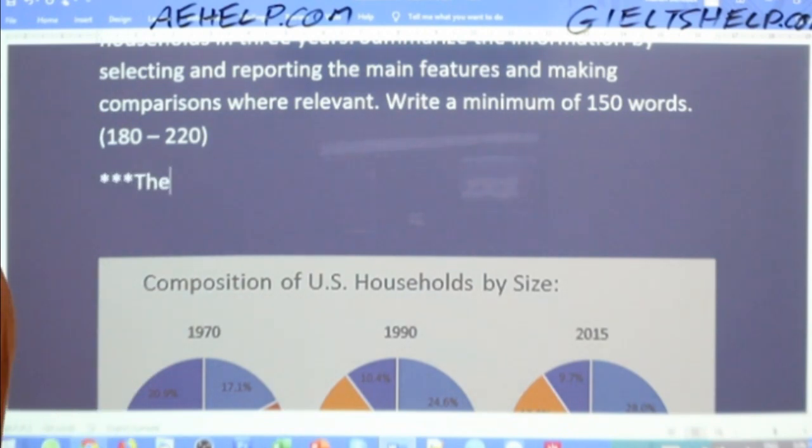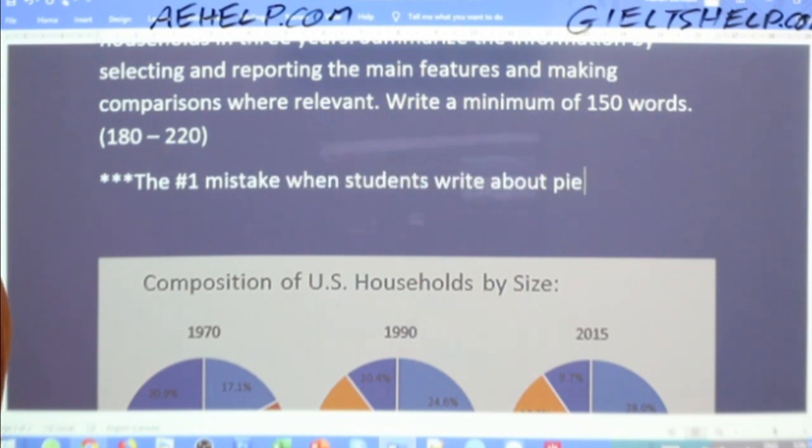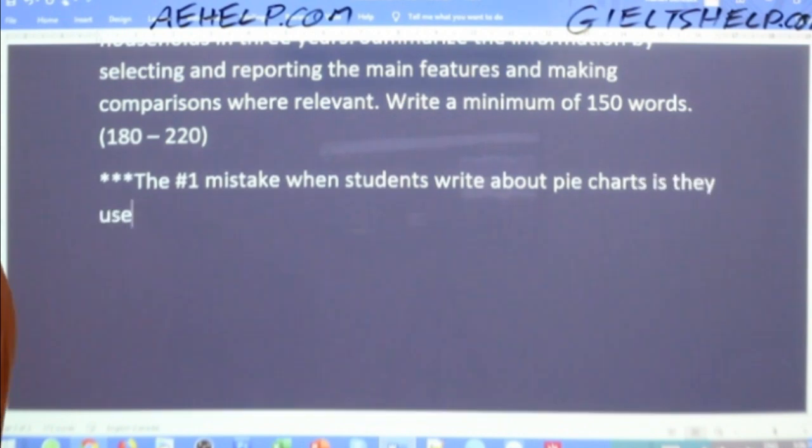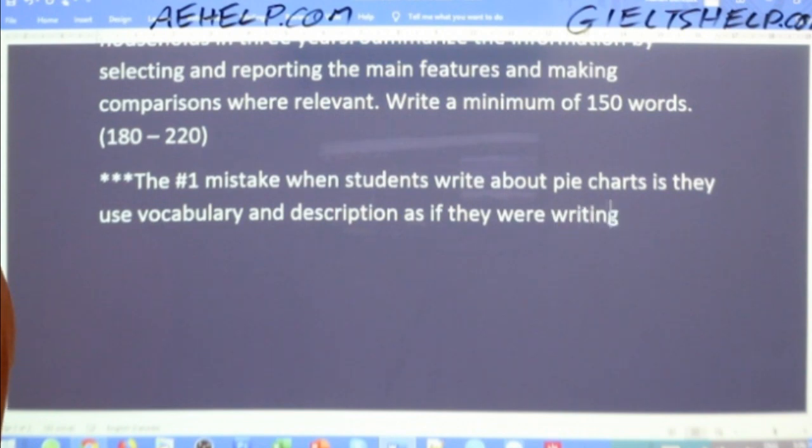So the numero uno, the number one mistake when students write about pie charts is they use vocabulary and description as if they were writing for line graphs. I'll give you an example, okay?